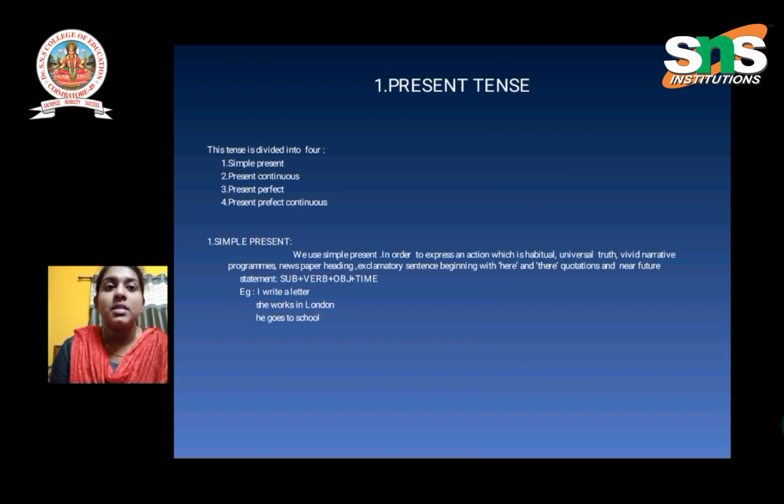The first one is present tense. This is also divided into four: simple present, present continuous, present perfect, and present perfect continuous. The first one is simple present. We use simple present in order to express an action which is habitual, universal truth, vivid narrative, programs, newspaper headings, exclamatory sentences, beginnings with here and there, quotations, and near future. Statement: subject plus verb plus object plus time. Example: I write a letter. She works in London. He goes to school.